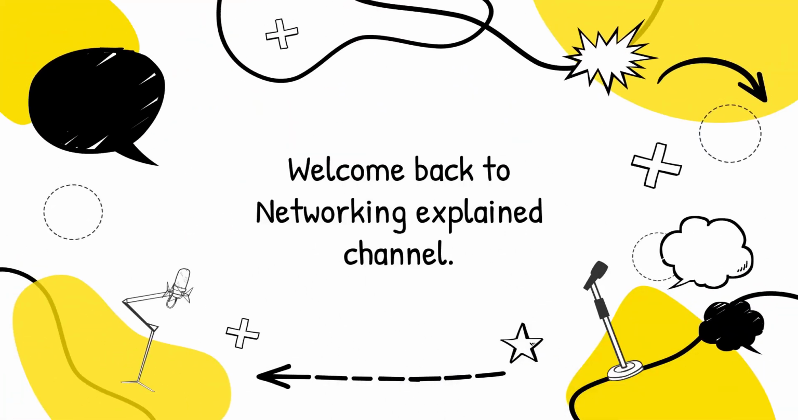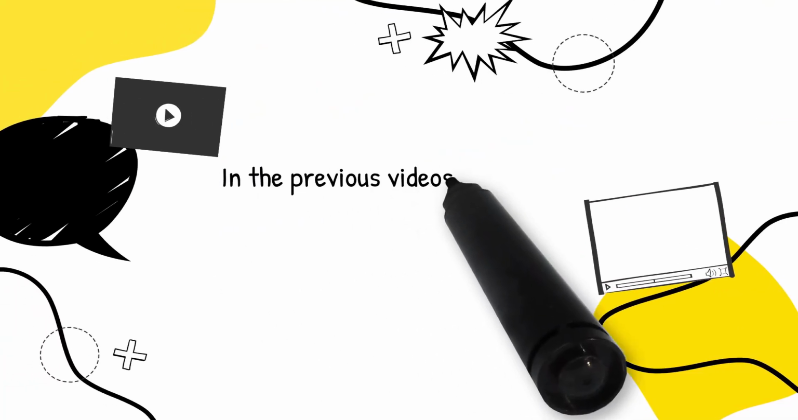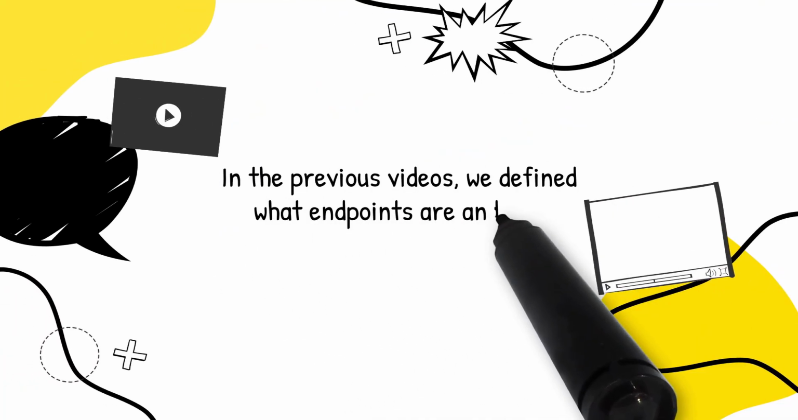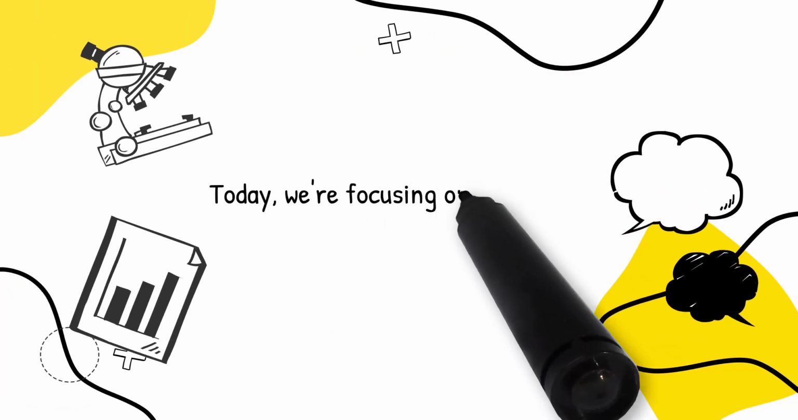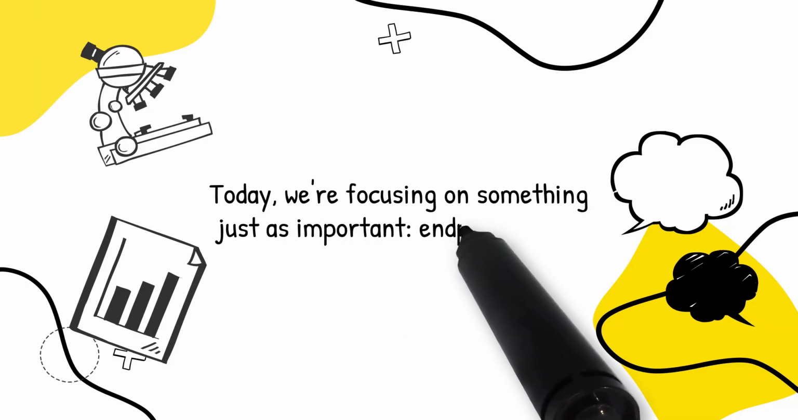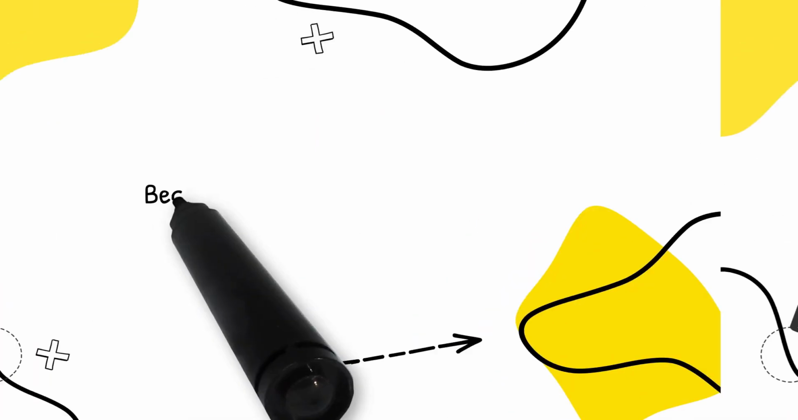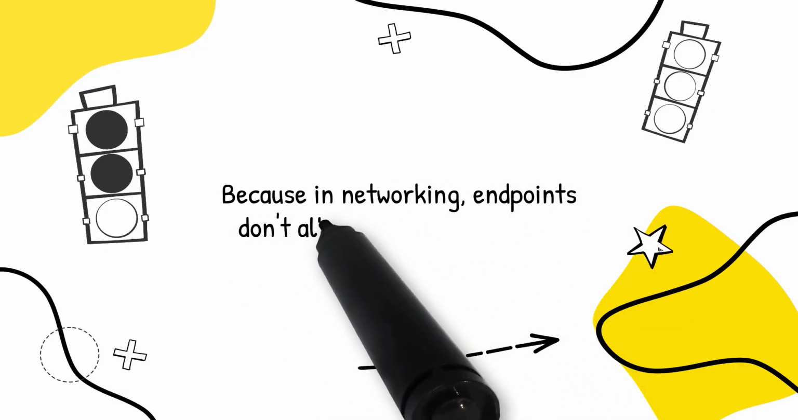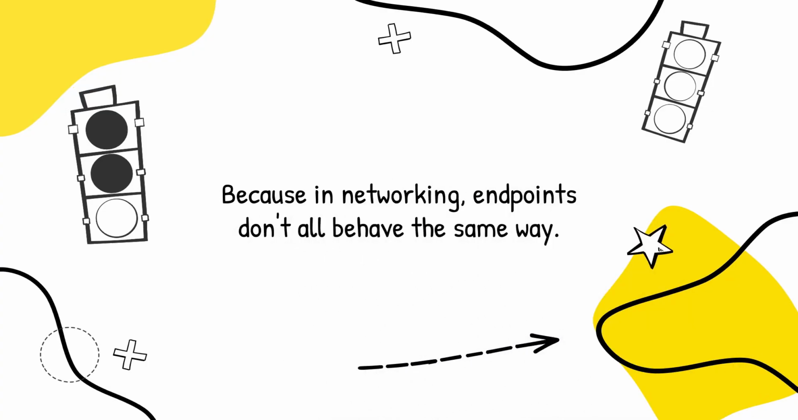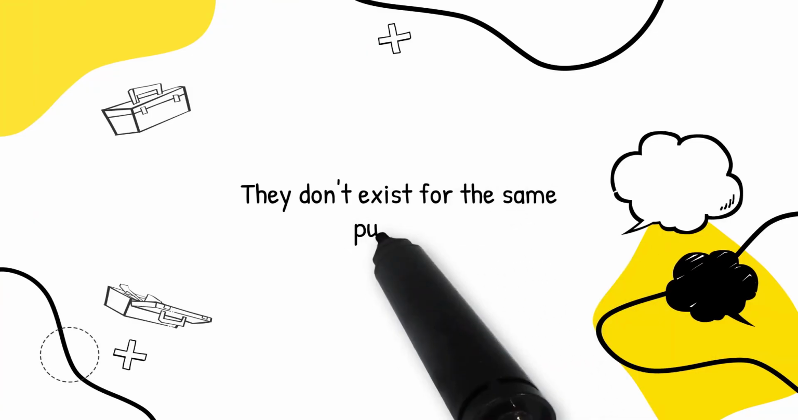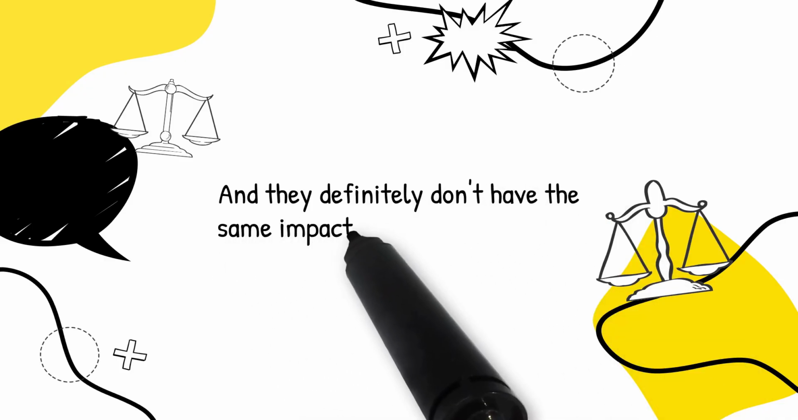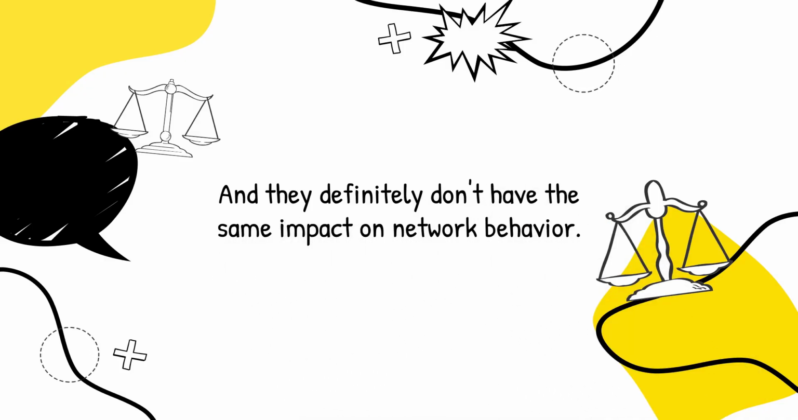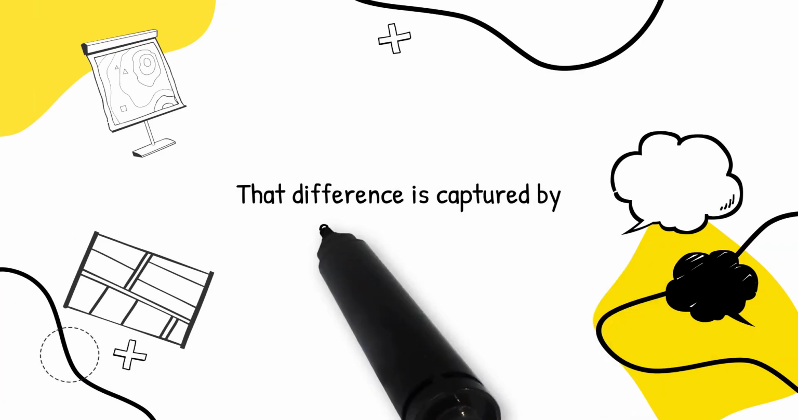In the previous videos, we defined what endpoints are and how endpoint identity works. Today, we're focusing on something just as important: endpoint roles. Because in networking, endpoints don't all behave the same way. They don't exist for the same purpose. And they definitely don't have the same impact on network behavior. That difference is captured by endpoint roles.